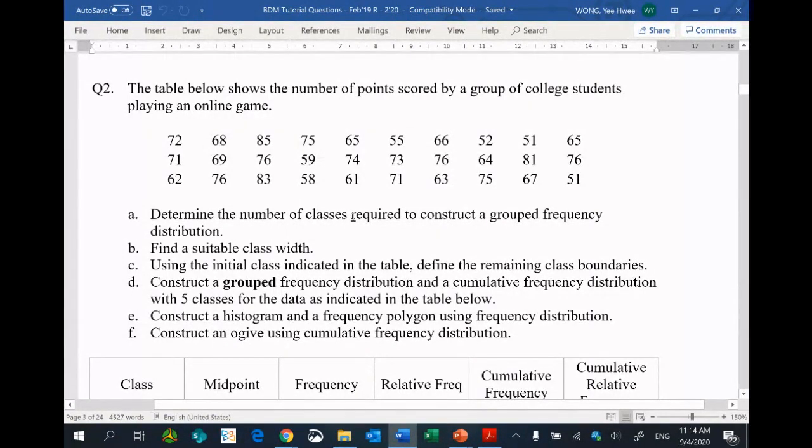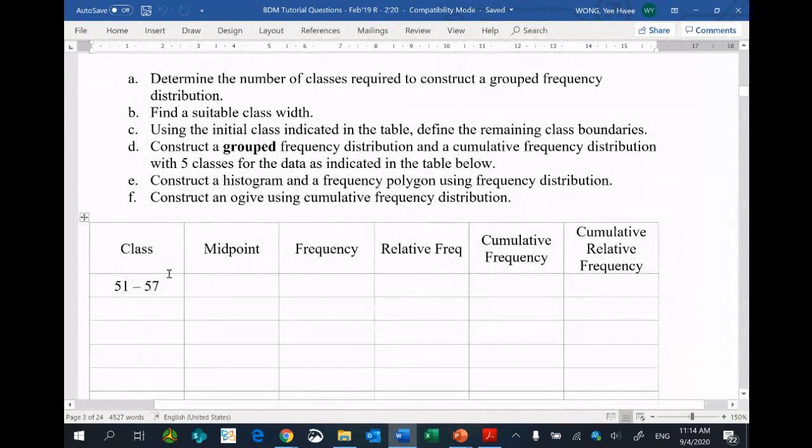Then from that number of classes, you decide what the class width is. Then you think about what is the first number that you should have in the first class. I told you in the exam, you'll be given the first one. Once the first one is given, you just follow the same pattern for the second one. If there's no "under", then the second one should not have "under". 51 to 57, then the next class will start with 58. Then you plus 6 on the second one as well. That's how you fill up the table.